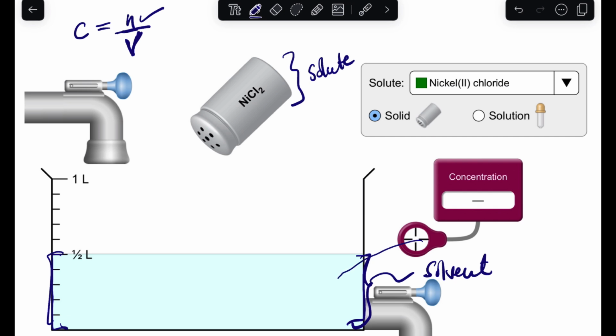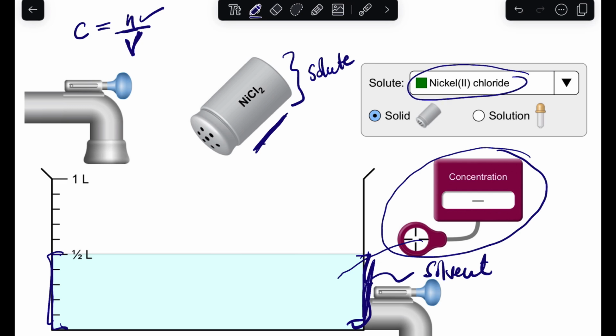And we have the meter here. It's a device that measures the concentration, right? So what I'm going to do, I'm going to pour this solute in the water, which is the solvent, and this solute is the nickel chloride. It's NiCl2, nickel chloride. It's an ionic substance, it's in a solid state, right? So we're going to measure concentration. So when we mix the two, we are creating a solution, a solution with a concentration.